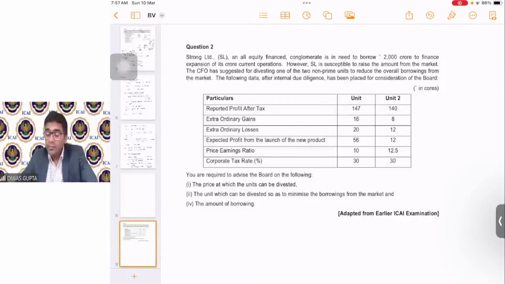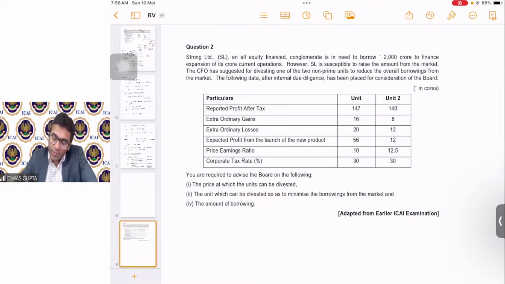Now, see, students, what is the bigger problem with this company? The bigger problem is that they need an amount to be borrowed, but they don't want to go borrowing, or they don't want to raise the amount from the market. What they want to do is they have two non-prime units. Non-prime units means which are not under the radar, or not under the focus, which they can sell, and they can realize the amounts to do the expansion of its current core operations. The following data after internal due diligence has been placed for the consideration of the board.